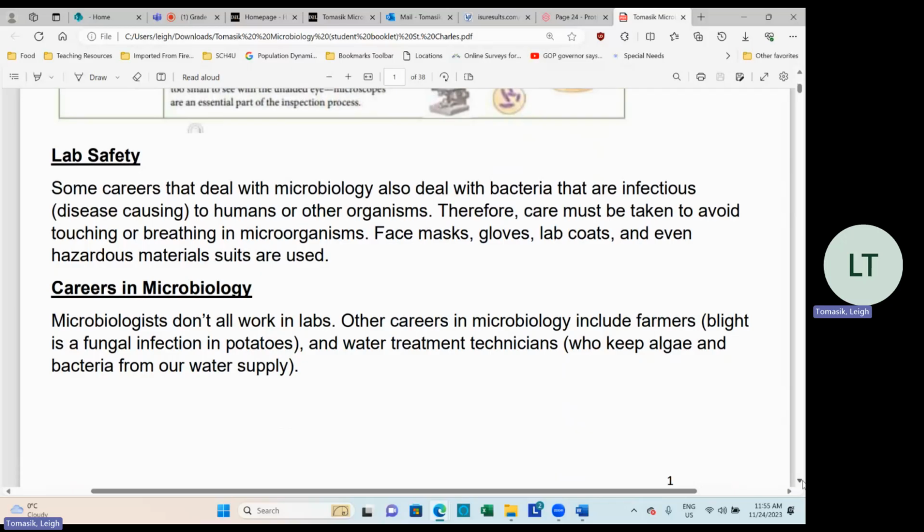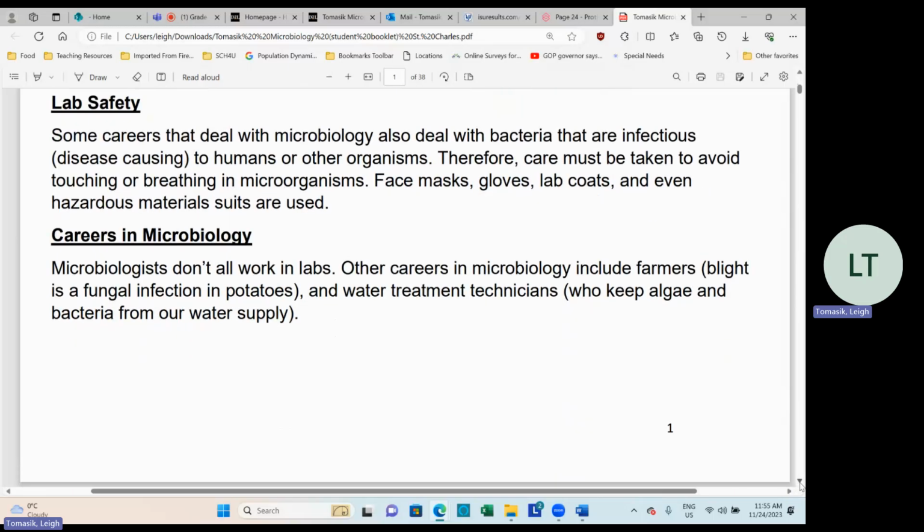And finally, we're going to talk about careers in microbiology. There are a lot of careers in microbiology. Microbiologists don't all work in labs. Other careers in microbiology include farmers, right? So you can study blight, which is a fungal disease in potatoes, for example, and water treatment technicians who keep algae and bacteria from our water supply. So you might work on a farm, or you might go between a series of farms, or you might go between different neighborhoods and collect water samples from different places. And that can be a job where you can work outside.